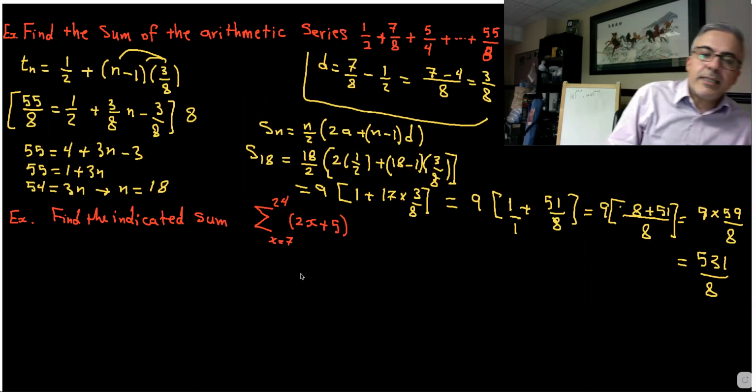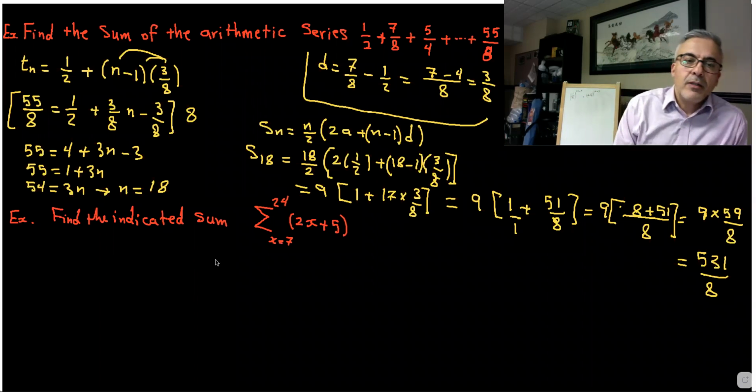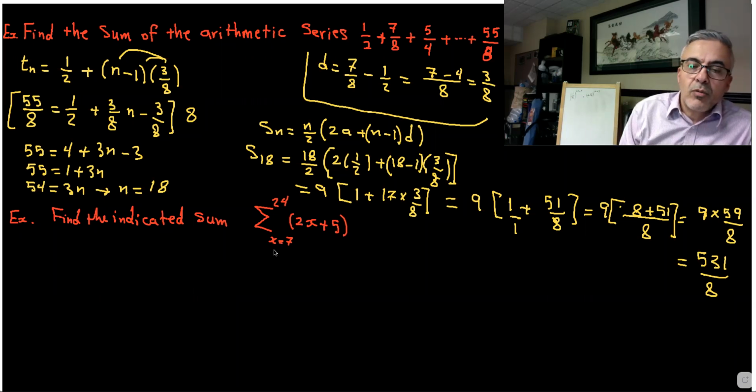The next question is sigma notation. Lots of students, when they see this, think, wow, this is impossible. Nothing to it. All you need to do, this is your starting number. You plug it into here. You go 7, 2 times 7 is 14. 14 plus 5 is 19. So your first term is 19.